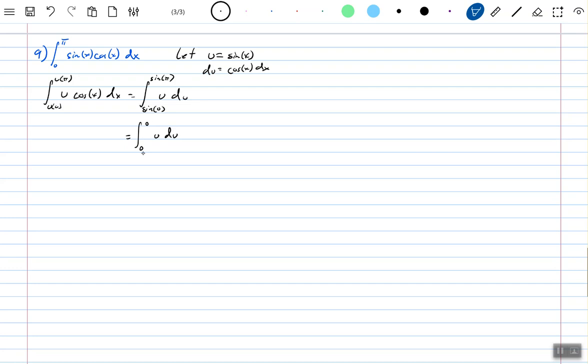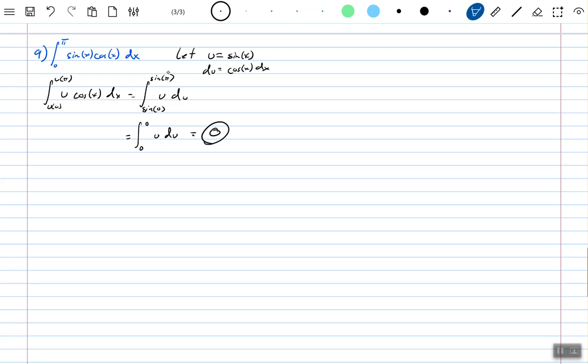So these limits are the same thing. We're basically asking, what is the area under the curve from 0 to 0? So what is the area under the curve at a point? Well, if you remember your properties of integrals, that is just equal to 0. The integral from 0 to 0 of something is equal to 0. So we don't have to sub back in.